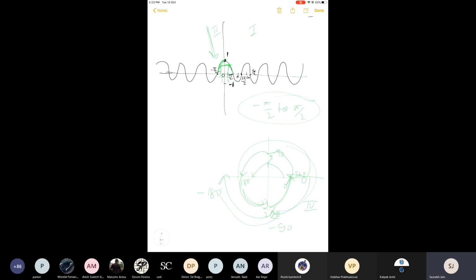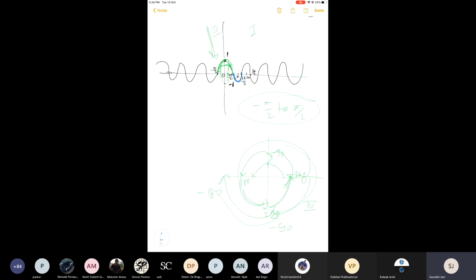So from minus pi by 2 to pi by 2, angles are in the fourth and first quadrant. If angles are in the fourth and first quadrant, its cos will be positive. That is why, according to the ASTC rule, this green branch is like this. Then why is the next branch below the x-axis? Because the angles covered are from pi by 2 to 3 pi by 2, that means the second and third quadrants. In second and third, cos is negative.